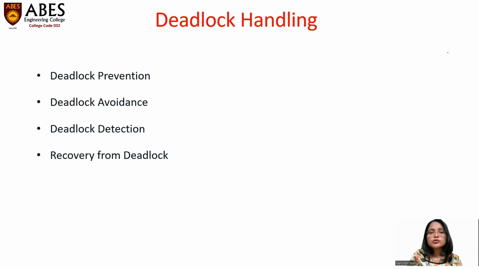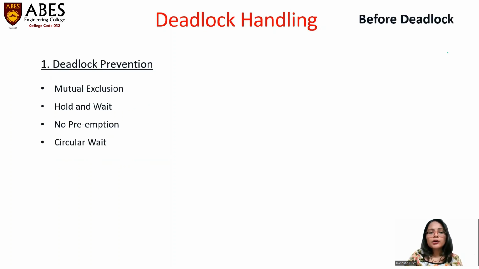So, from the perspective of deadlock prevention, there are four necessary conditions for deadlock. All four should be there to say whether there is a deadlock or not. But if we are able to prevent the system from any one of the conditions, then we can say there is no deadlock. So, mutual exclusion first.